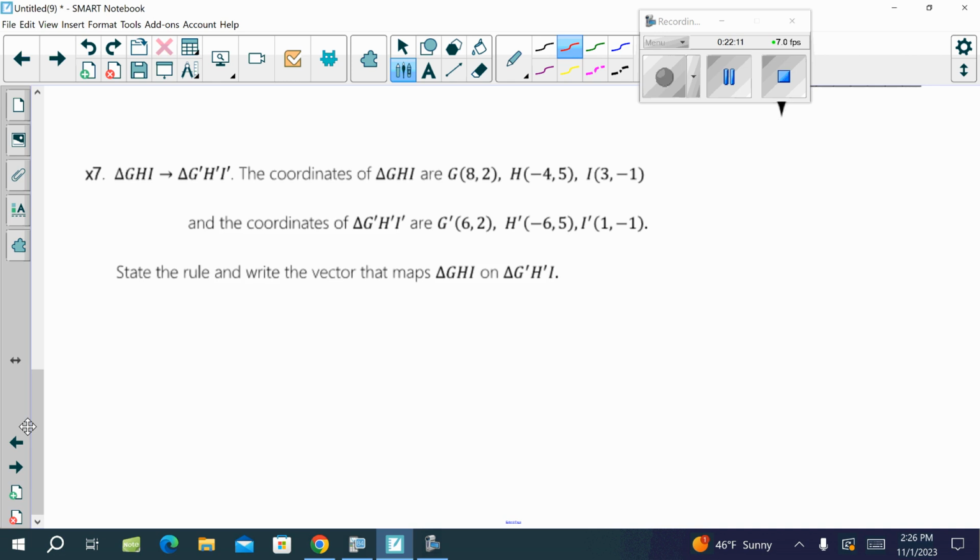So how do we move from the pre-image to the image? What did you do to each of those ordered pairs? Left 2 and 0? Yeah. Okay, so how do we write that as a vector? Negative 2, 0, good. And then the coordinate rule: x minus 2, and just y. Very good. So we don't need to add or subtract a 0. We just keep the y the same.